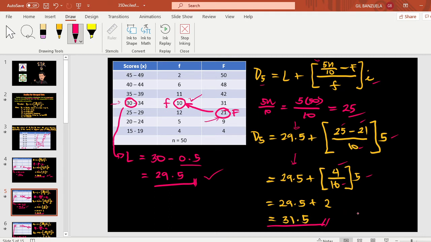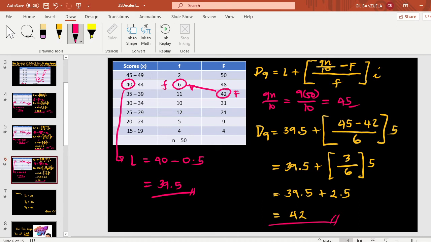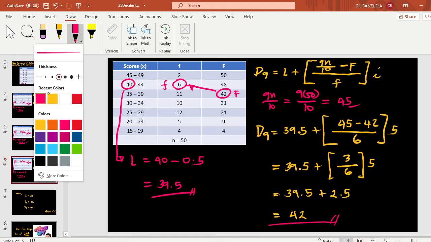Therefore decile 5 is located at the 32nd position. I hope that is clear. Alright, so let's proceed on the third one. In here guys, we are looking for decile 9.